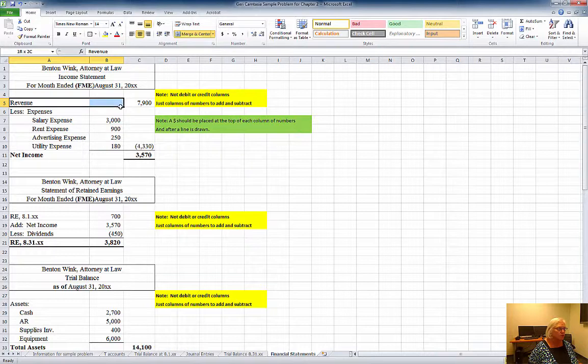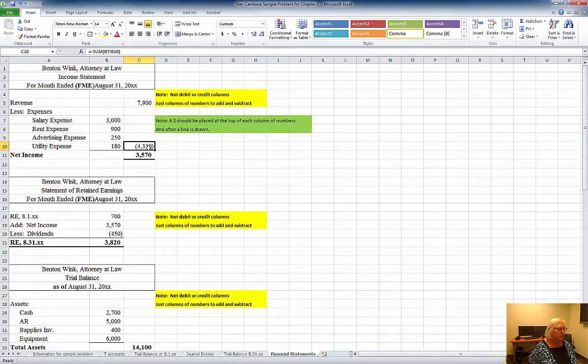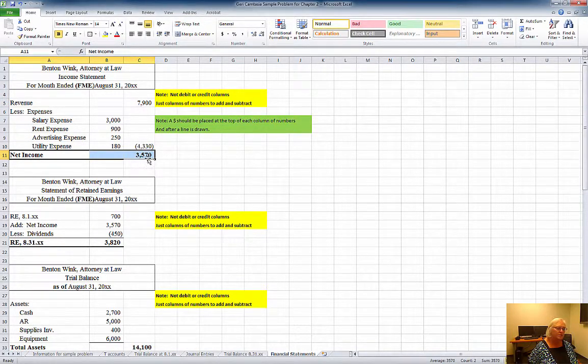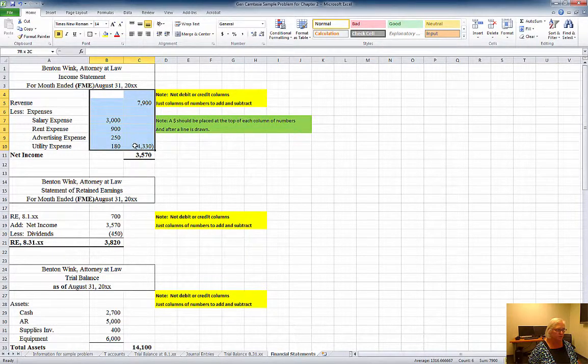Because revenue was earned all month, add up your expenses, they total $43.30, subtract the $43.30 from the $7,900, and that gives you net income is $35.70. Okay, I want you to note that the 2 columns we're using on the income statement are not debit credit columns. Okay, they are simply columns to add numbers. Even though the revenue is a credit and all the expenses are debits, don't think of it like that when you're preparing a financial statement.